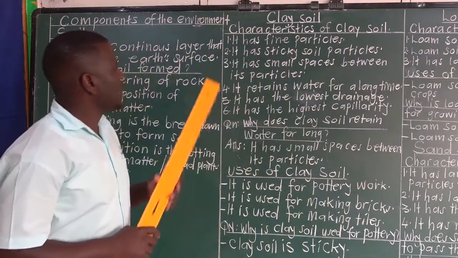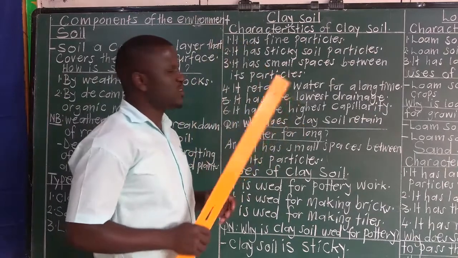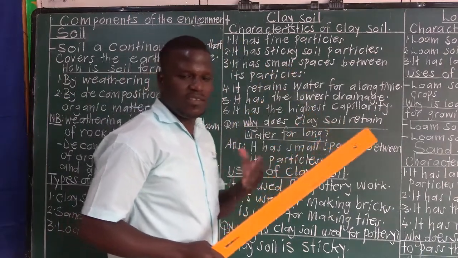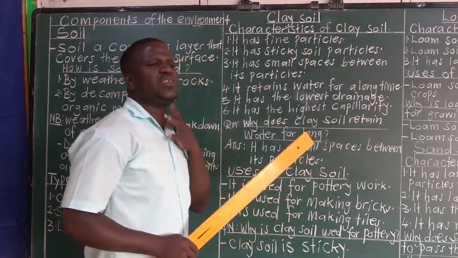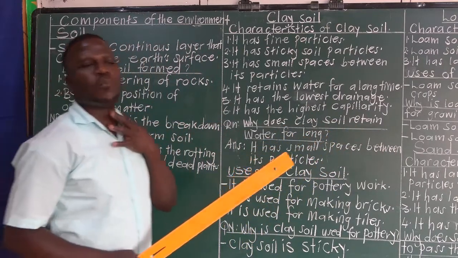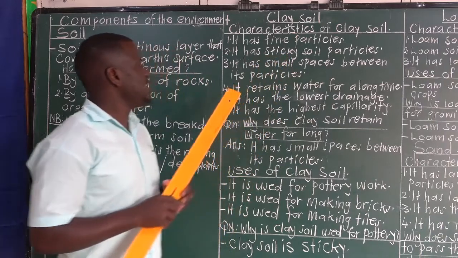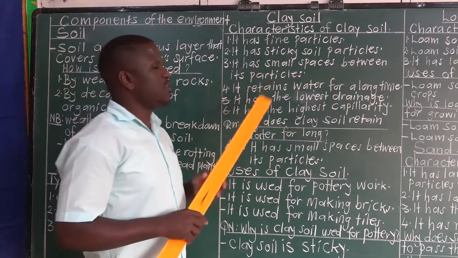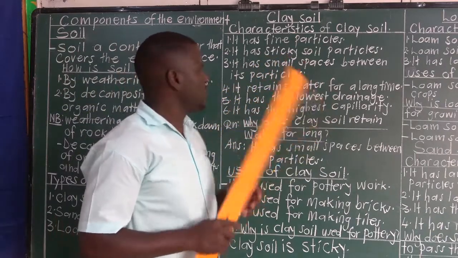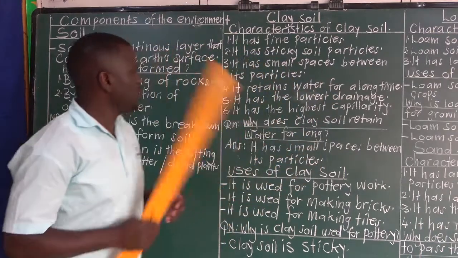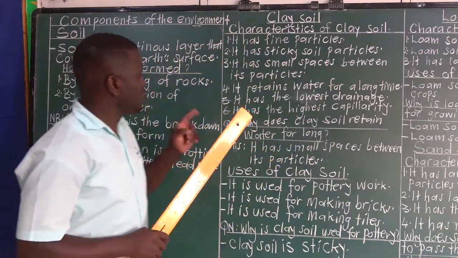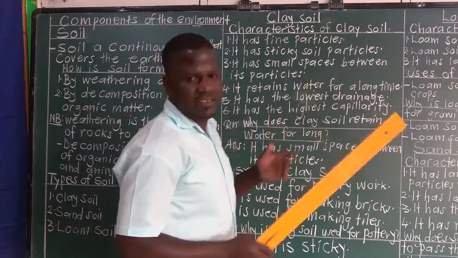Number two, clay soil has sticky soil particles. Clay soil is sticky, and that's the reason why we use clay soil for modeling or for pottery work. Number three, it has small spaces between its particles. That's why it retains a lot of water.